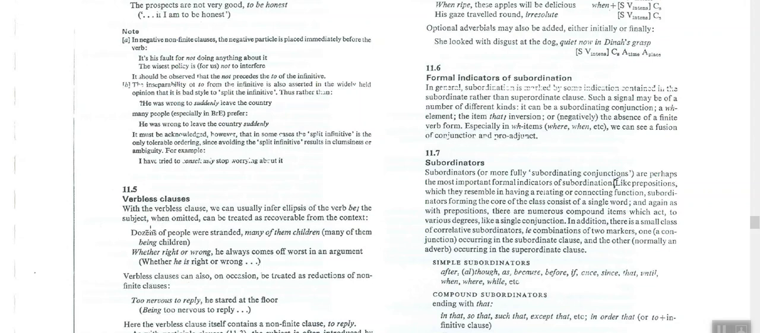So here we come to verbless clauses. We will see what verbless clauses are. From its name, it means that we don't have a verb, and we talked about this point. With a verbless clause, we can usually infer ellipsis of the verb be. The subject, when omitted, can be treated as recoverable from the context. You see? The same point here.